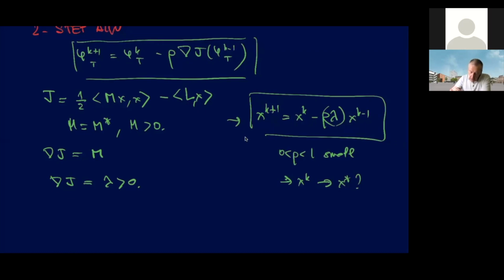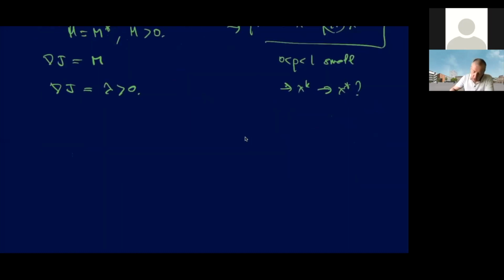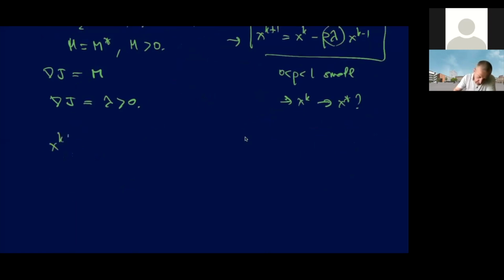What will be the fixed point in this particular case where the gradient of J is equal to lambda? In this case, the fixed point will simply be 0. Okay, so how can I show the convergence of this? This is a two-step discrete dynamic. So rho lambda, I can call it mu. And you are asking me about the convergence of this. How do I compute it?